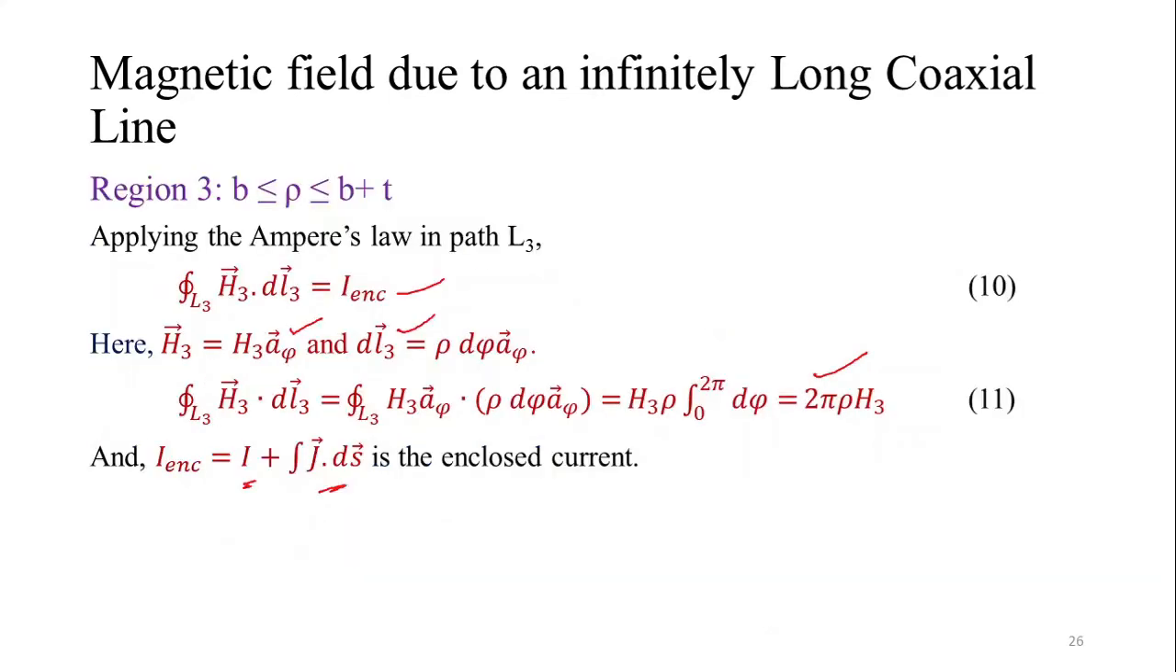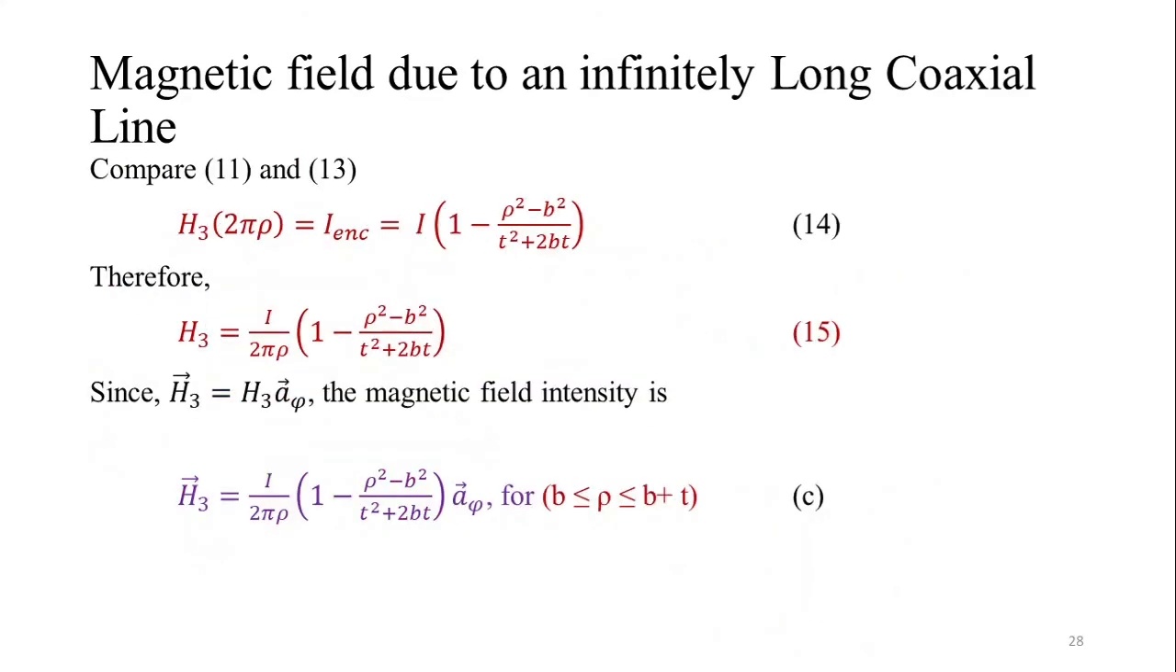Just equate this one with equation 11. You will get H_φ is I by 2πρ times (1 minus (ρ² − b²) divided by (t² + 2bt)). In vector form, H vector is I by 2πρ times (1 minus (ρ² − b²) divided by (t² + 2bt)) a_φ. This one is valid from the region b to b plus t.